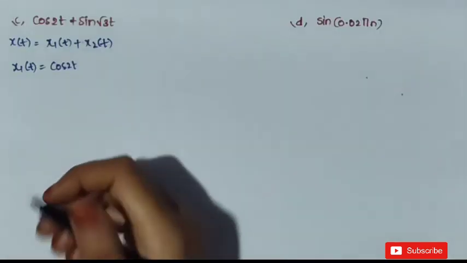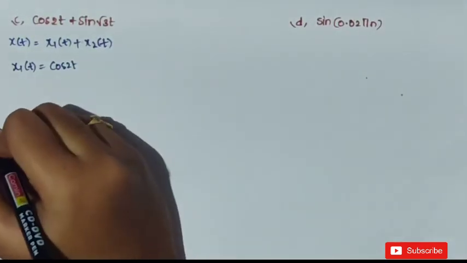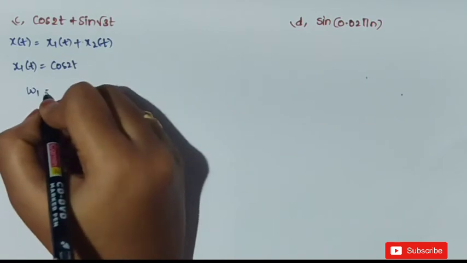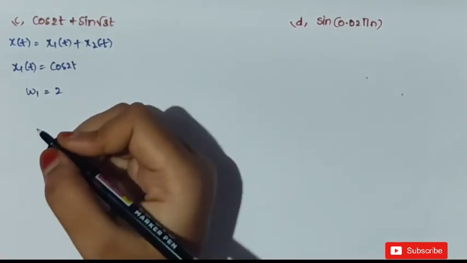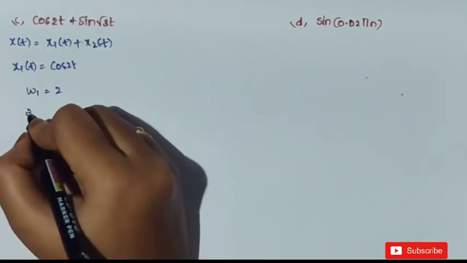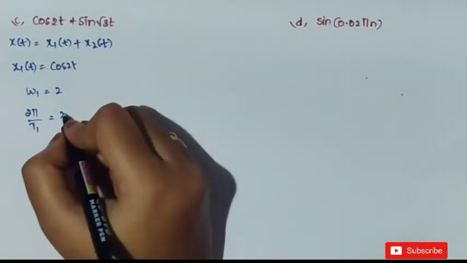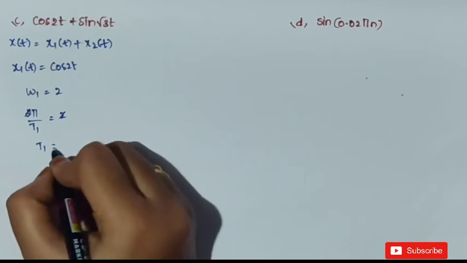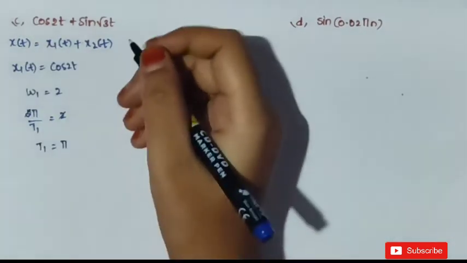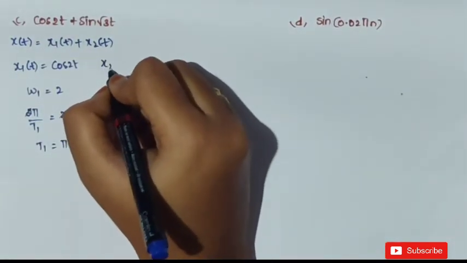Compare it with cos omega 1t, therefore omega 1 is equal to 2. Omega 1 is equal to 2 pi by T1, which is equal to 2. T1 is equal to pi. Let us see the second signal.